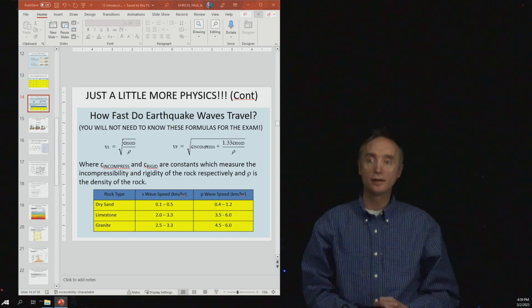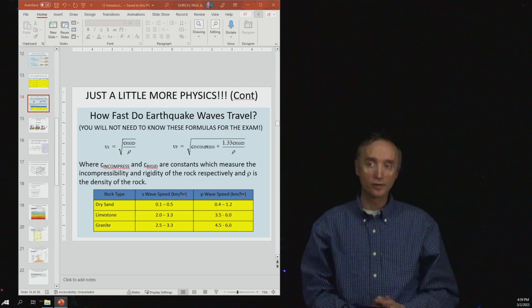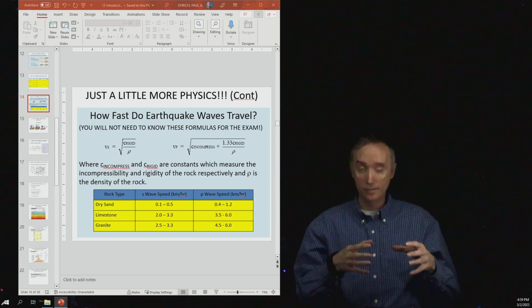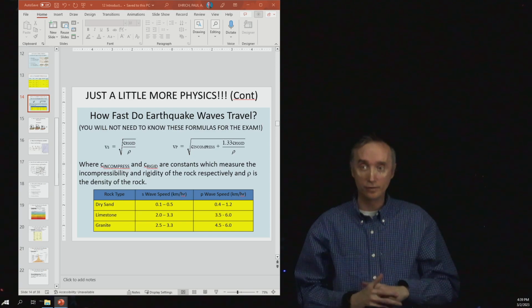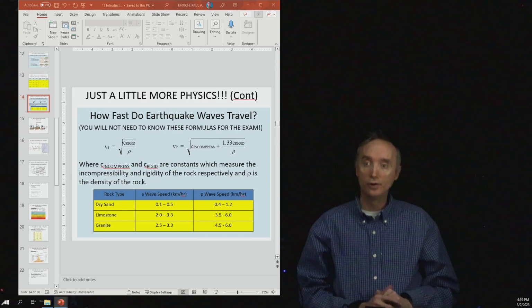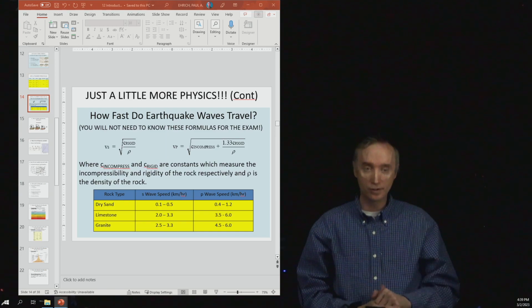Okay, now let's look at limestone. Do you notice that all the numbers for limestone are greater than the numbers for dry sand? And that's because the more rigid the material is, the faster the wave can travel through it. So limestone is more rigid than dry sand. And now look at, for example, granite. Granite is even more rigid than limestone.